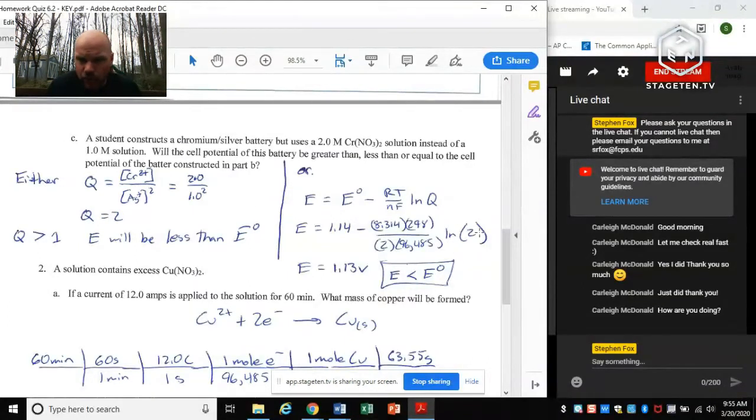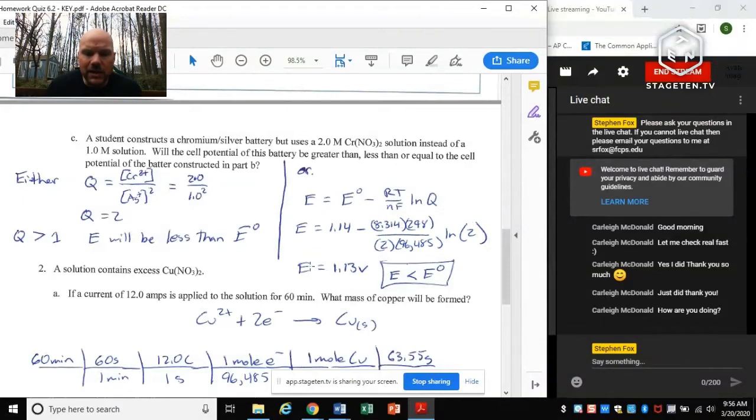So that's why I have the natural log of Q over here in my Nernst equation, okay? So when you do that, you get a positive number, okay? And when you subtract a positive number from a number, then the number gets smaller, right? Okay, so you do that math, the number is a little bit smaller.